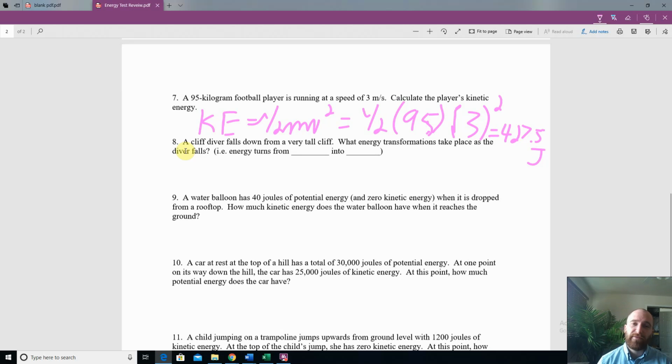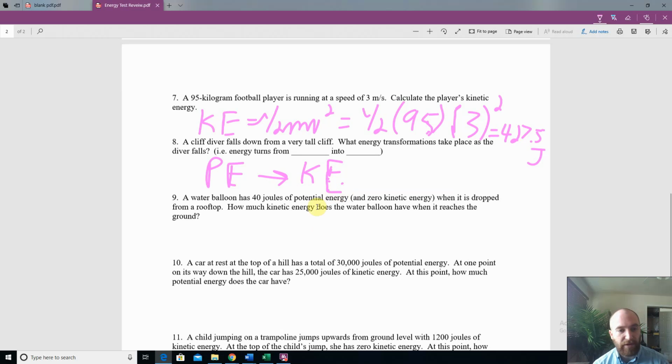Well, as you fall, you get faster, which means you're gaining kinetic energy. So the energy transfer that's taking place is the potential energy turns into kinetic energy. So energy is not being gained, it's not being lost, it's just changing its form from PE, potential, into KE, kinetic.